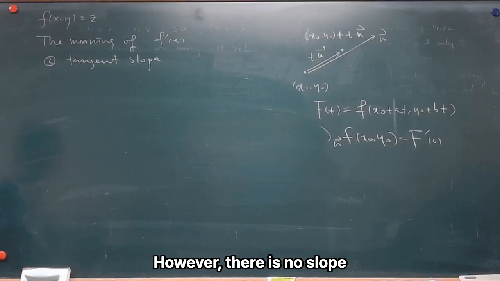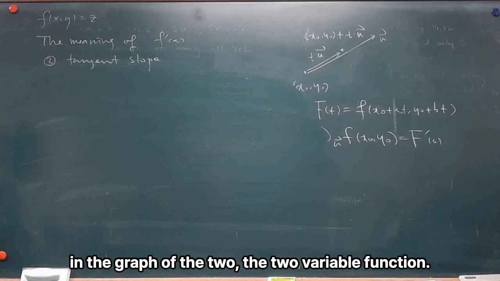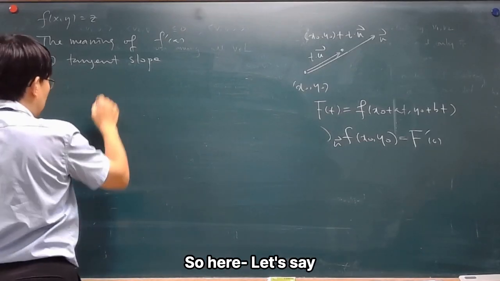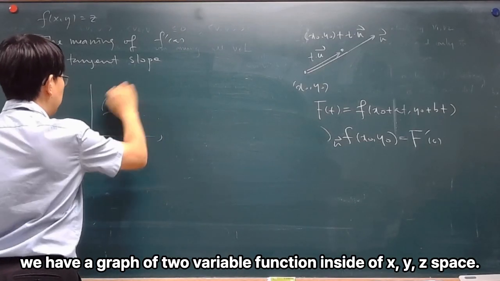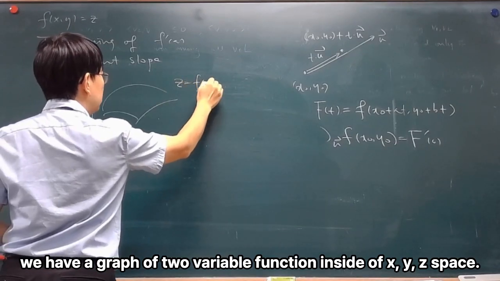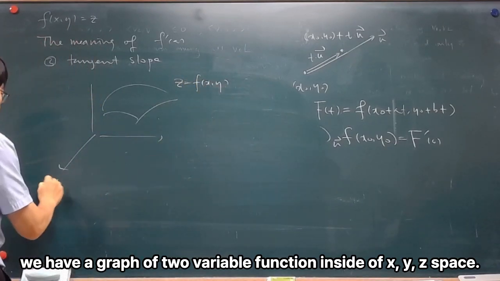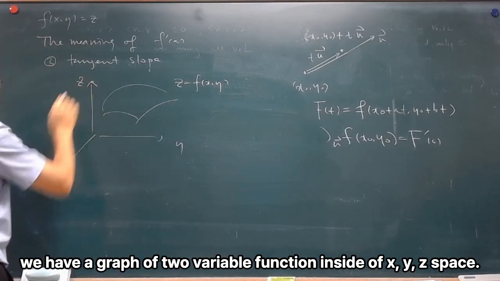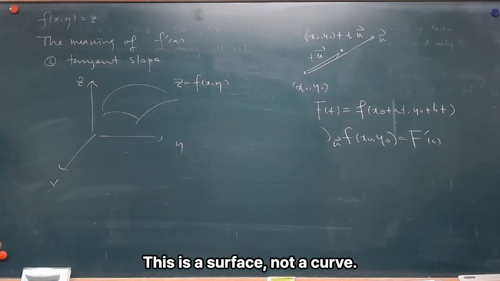However, there is no slope in the graph of a two variable function. So here, let's say we have a graph of a two variable function inside of XYZ space. This is a surface, not a curve.